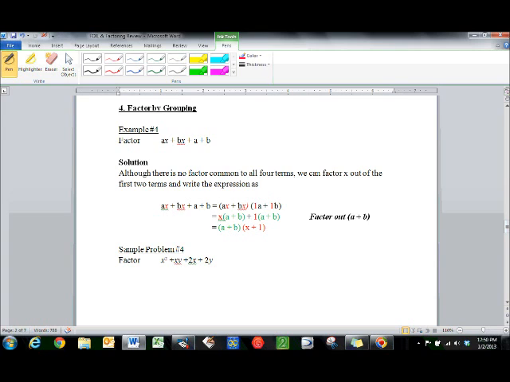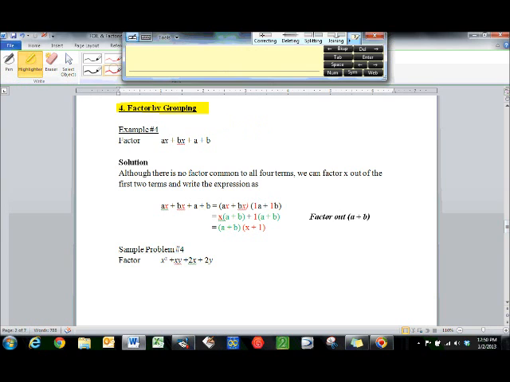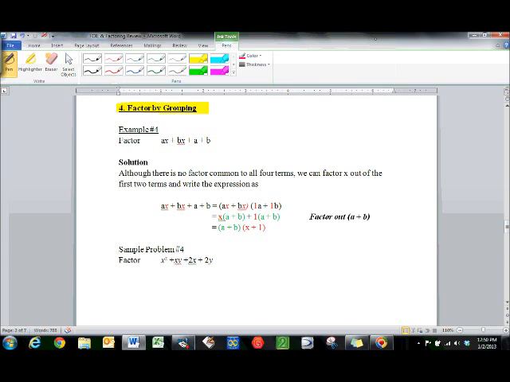So if we look here, we give you a funny looking problem in this factoring by grouping, and it's got four terms basically. Now this is just for example purposes. You won't always have four terms. Sometimes you'll be factoring trinomials using grouping, but we want to show you the grouping process here first.